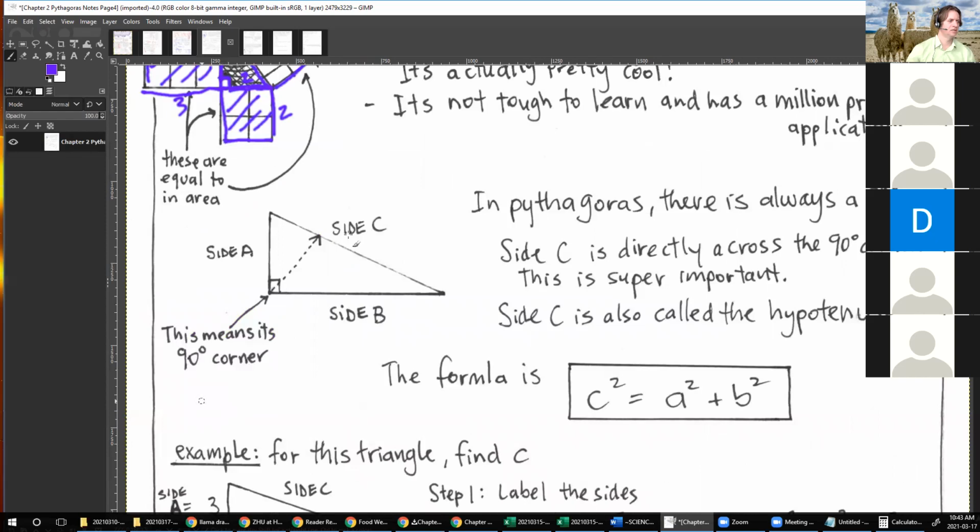So what we're going to do is we're going to just take a triangle, and it's got to be a 90-degree triangle. It's really important that we know that. In Pythagoras, there's always a 90-degree corner. If you draw an arrow from the corner through the little box and directly across, you're going to run into what we call side C. It's also called the hypotenuse, but I figured I wasn't going to confuse you guys. Always make sure that the side across from the 90-degree box is C.